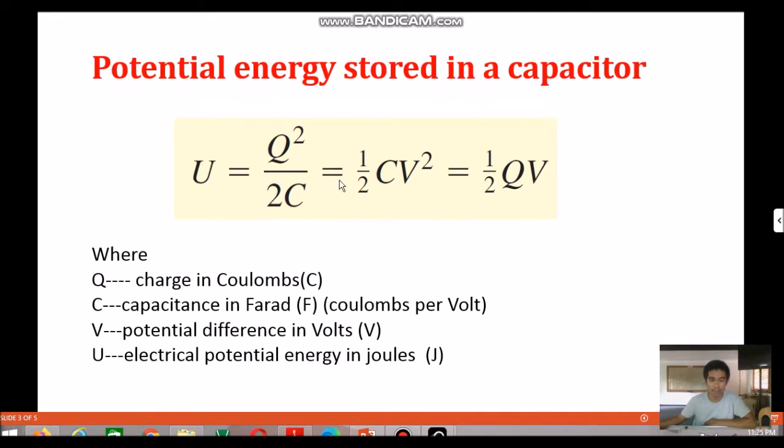And then the potential energy can also be expressed as 1/2 times the capacitance times V squared, or the voltage across the capacitor. So V here is the potential difference in volts. And then, the potential energy can also be expressed in terms of 1/2 times the charge of the capacitor times the voltage across that capacitor.